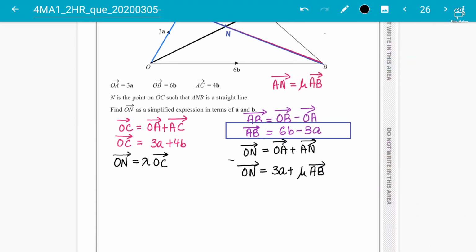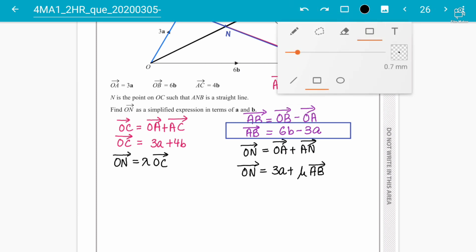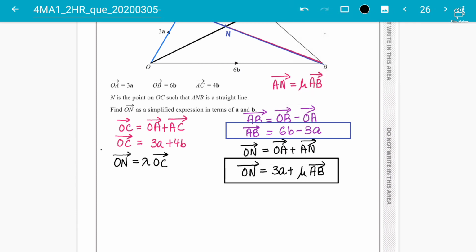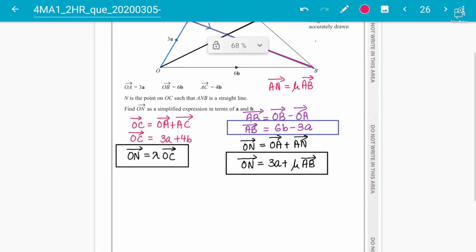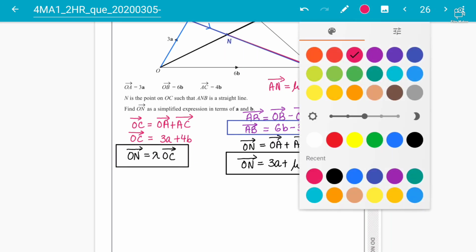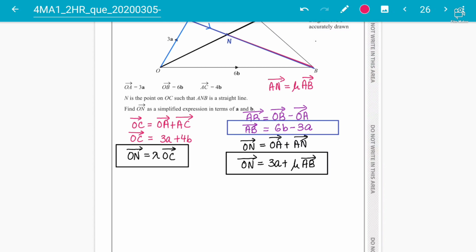Now we can solve them together to get our answers. ON is coming from here and ON is coming from here as well. We can solve these together to get the ON vector in a simplified expression in terms of a and b. So let's solve the working now in red. ON vector is equal to 3a plus mu times AB, that is 6b minus 3a. You simplify and you are going to get 3a plus 6b mu minus 3a mu, and here you got ON is equal to lambda times OC, that is 3a plus 4b.